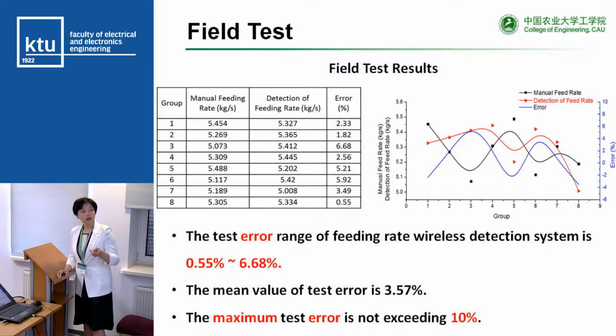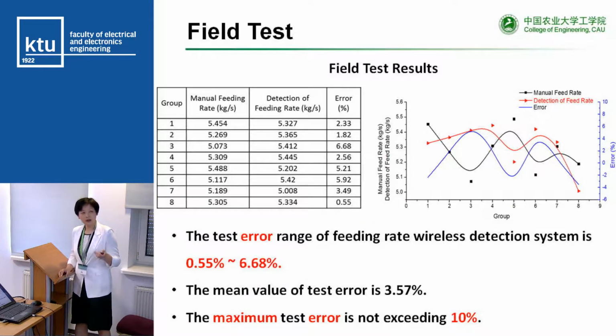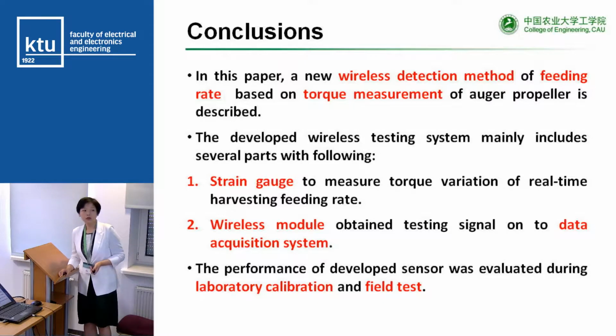This is the result. We did 25 groups in total, and we chose 8 of them. With the analysis of all the results, the error range is between 0.55% and 6.68%, and the maximum error does not exceed 10%. So for us, it's okay. For the combine harvester, it's okay. It's not very high. So, the conclusions.